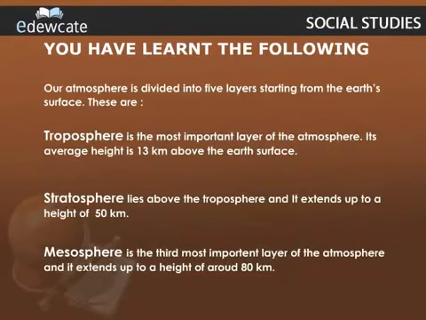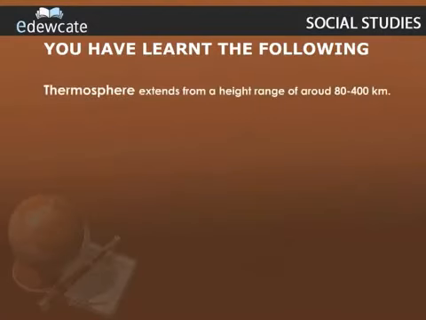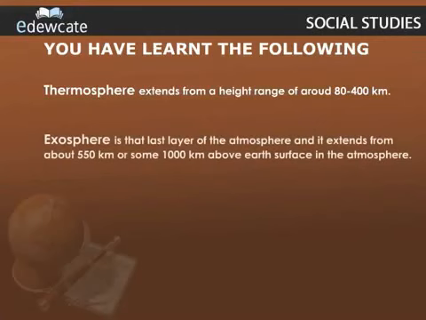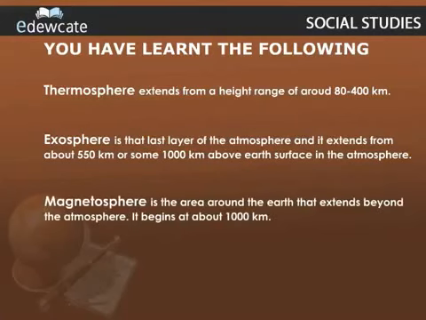The thermosphere extends from a height range of around 80 kilometers to 400 kilometers. The exosphere is the last layer of the atmosphere, and it extends from about 550 kilometers for some thousands of kilometers above the Earth's surface. Magnetosphere is the area around the Earth that extends beyond the atmosphere. It begins at about 1000 kilometers.